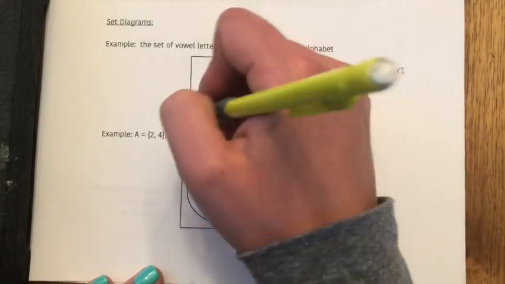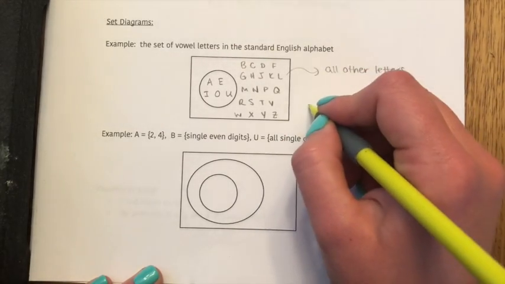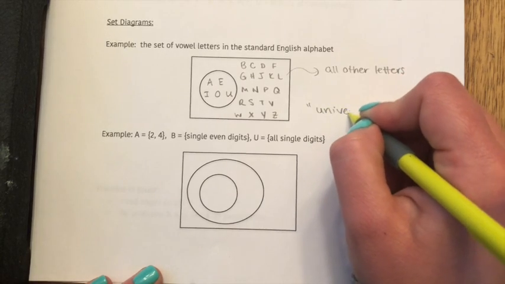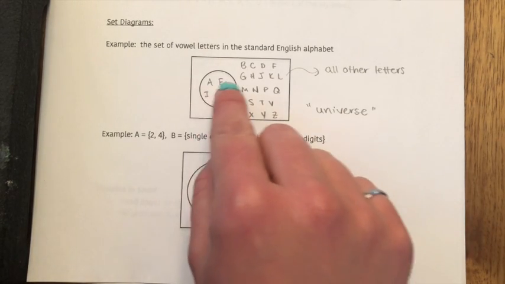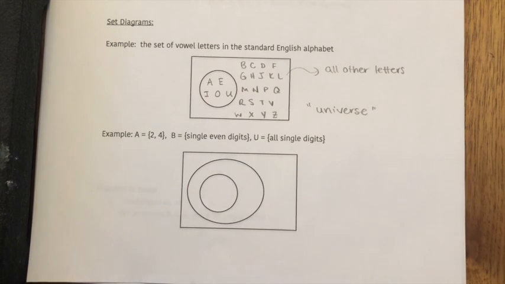What we call this outside box is what we call the universe, and we'll go into that again tomorrow. So the universe defines all of the letters or all of the possibilities for a set to be made out of. So the letters, and then we can kind of do subsets. We can pick specific groups amongst the letters.